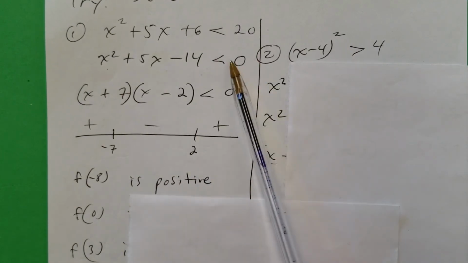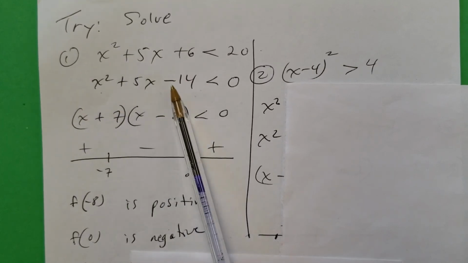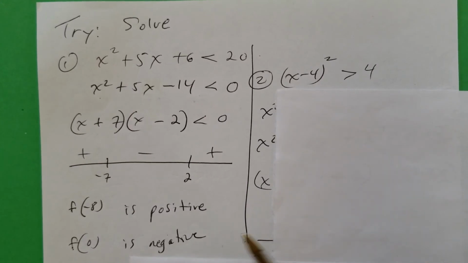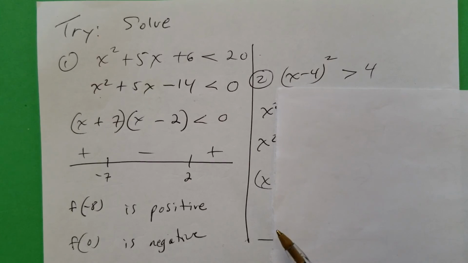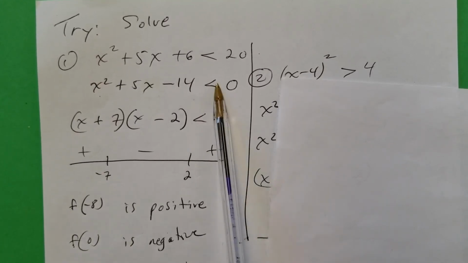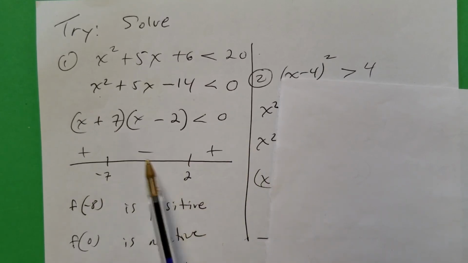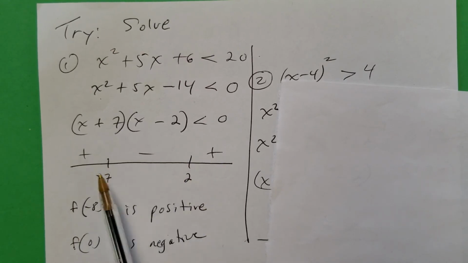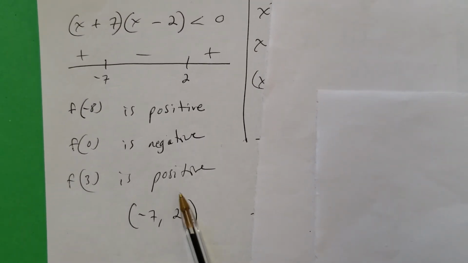If you plug in 0 here, you'll come up with, by the way, 0 is easy, right? This is 0, this is 0, so -14, right? You get -14, negative. And if you plug in 3, you get positive. So what do we want? We want these two sections? No. We want to be less than 0. So we want the negative section. Now we have to describe that. From -7 to +2, not including those, right? From -7 to +2, not including.